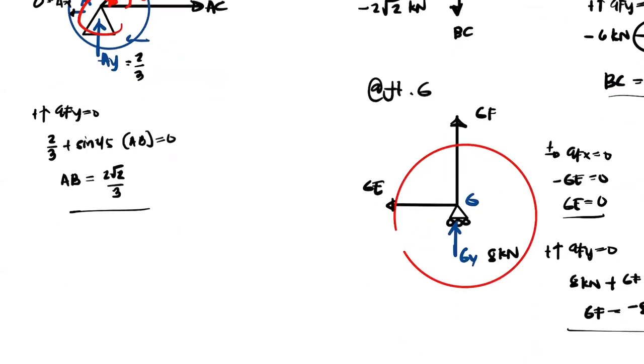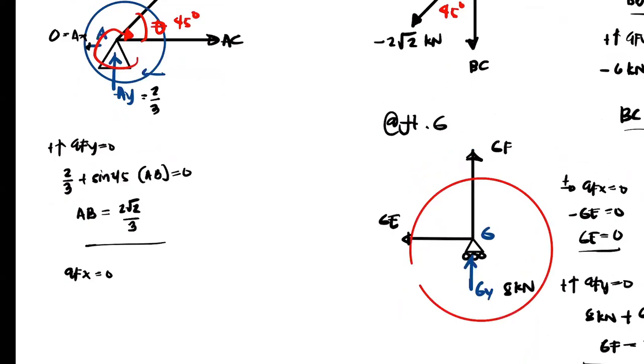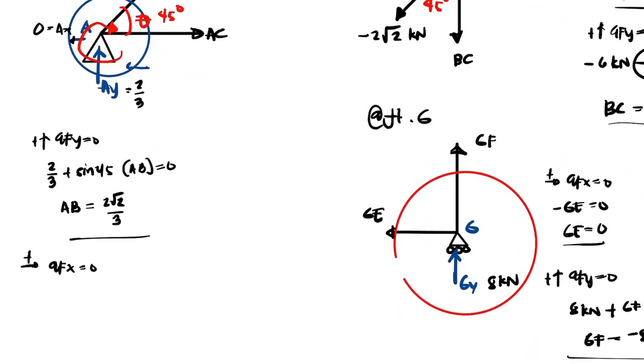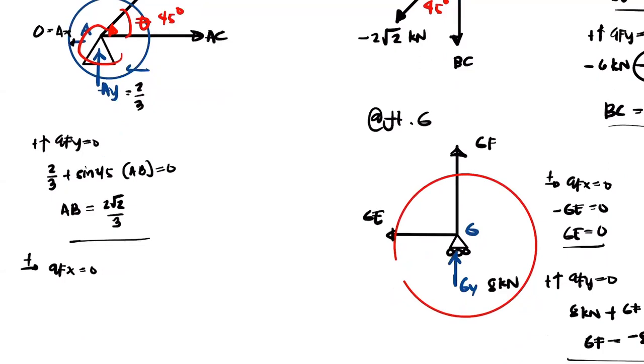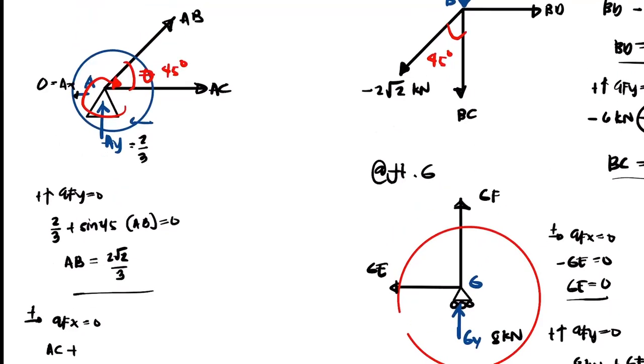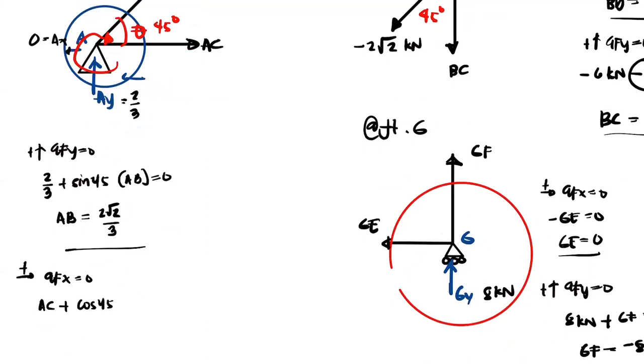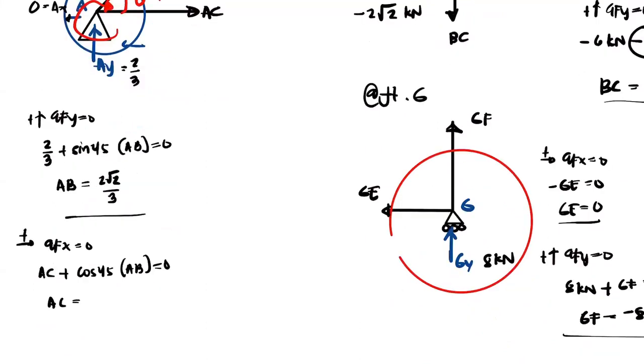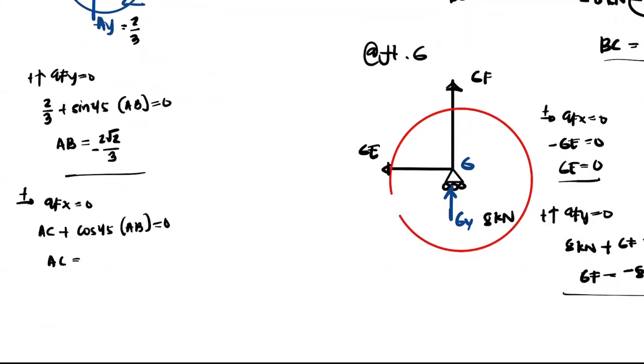Next naman, summation forces X is equal to 0. Going right is positive. Meron tayong positive AC plus cosine 45 AB is equal to 0. Okay? So AC is equal to, this one is negative. Sorry. Ito is negative, no? Kasi positive, nilipat natin. Negative 2 square root of 2 over 3. So AC is, yung negative yung ating AB, magiging positive 2 over 3. Okay, that is our AC.